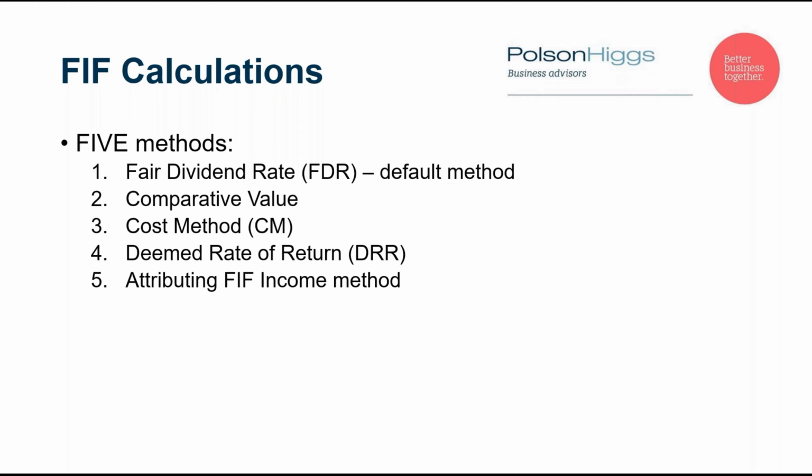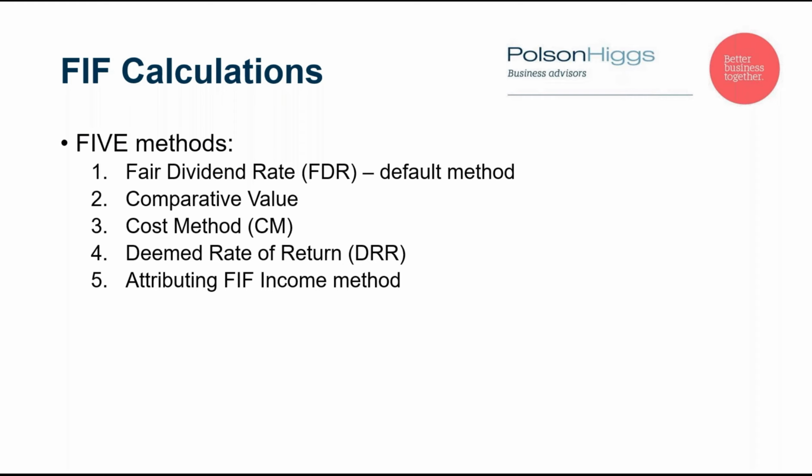In addition to that, we have the cost method and the deemed rate of return method. They are the equivalent of the FDR and CV methods where we don't have a market value available to us. So the cost method is equal to the FDR method, where we know market value, and the deemed rate of return replaces CV where we don't have market value.